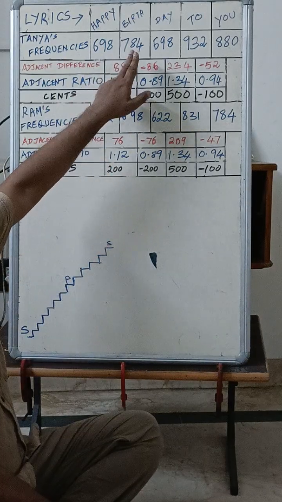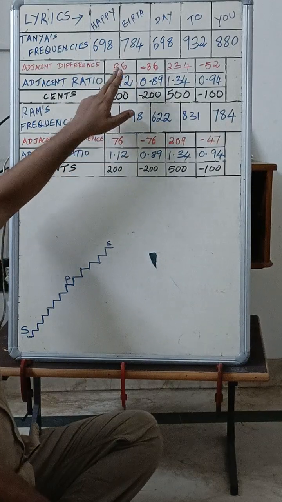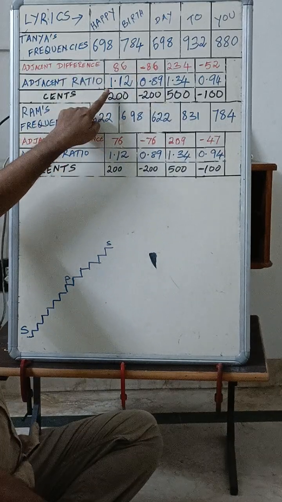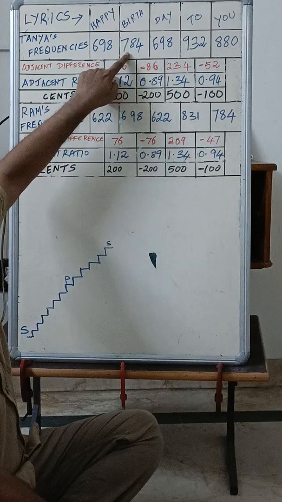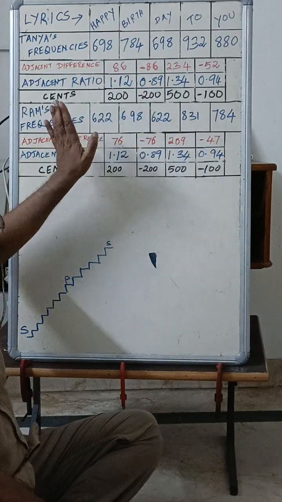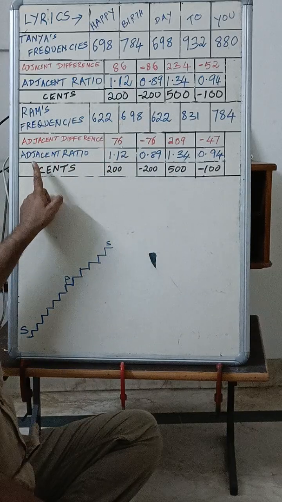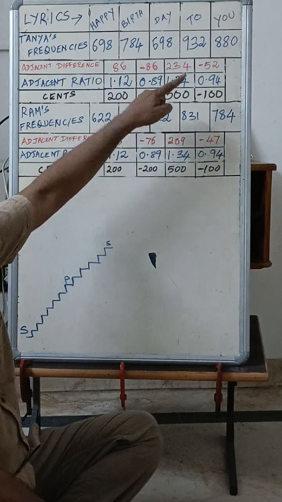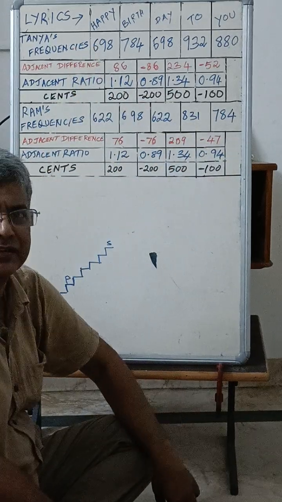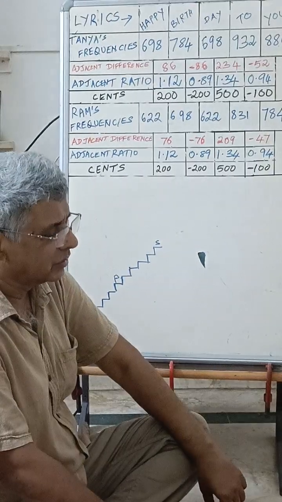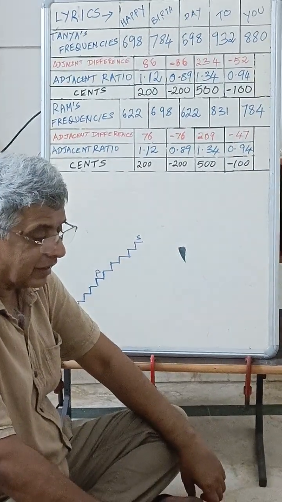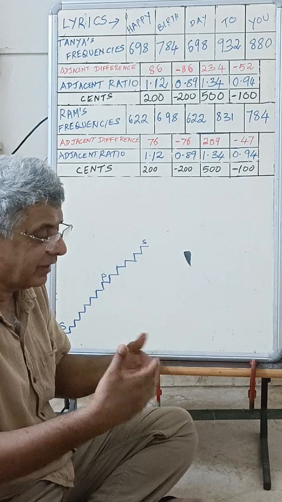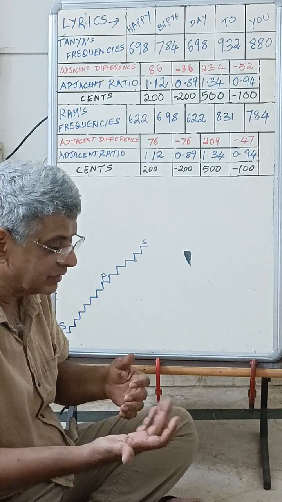I divided the frequencies of the adjacent notes. So 784 divided by 698 is 1.12. 698 divided by 784 is 0.89 and so on. And I did the same for Ram's frequencies. And voila, you can see that the adjacent ratios are identical even though they're singing in completely different regions of the sonic space. So clearly the tunes are related to each other by relative frequencies, or some multiplication factor, the frequency ratios of successive frequencies.